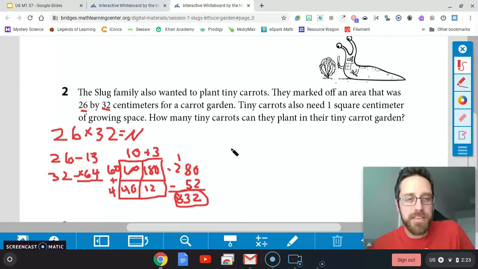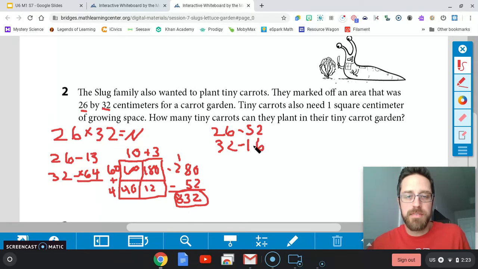What if I halved 32 and doubled 26? So if I start with 26 and 32, if I double 26, I would get 52. And if I halved 32, that'd be 16, because half of 30 is 15, and half of 2 is 1, so 15 plus 1 is 16. But that's still an even number, so I could half it again. Half of 16 would be 8.